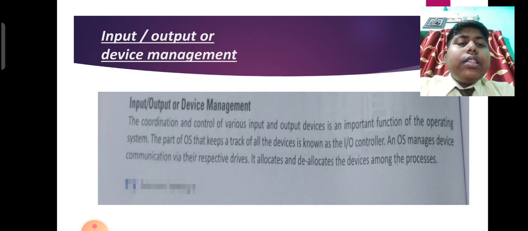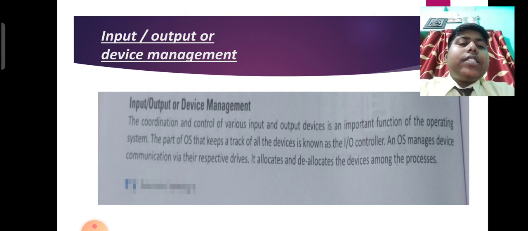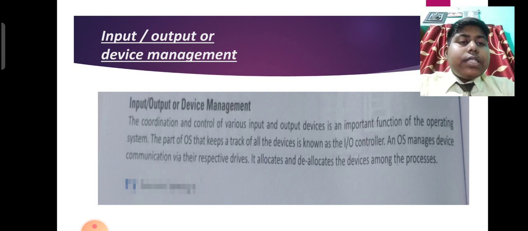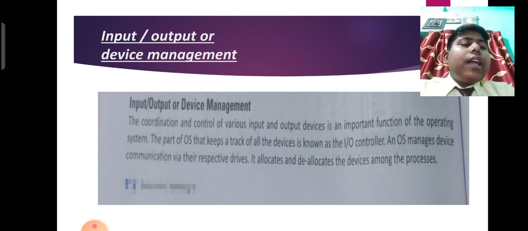The coordination and control of various input and output devices is an important function of an operating system. The part of the OS that keeps track of devices is known as the I/O controller, and the OS manages device communication via their respective drivers. It allocates and deallocates the devices among the processes.